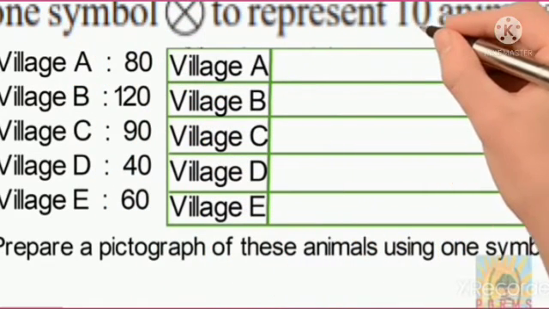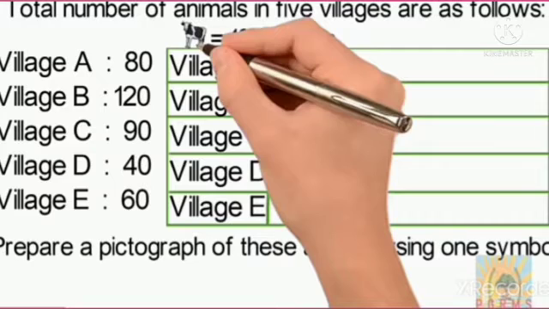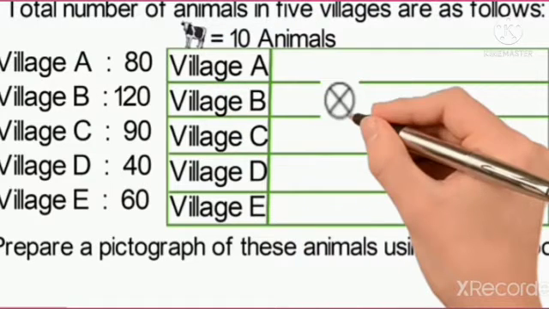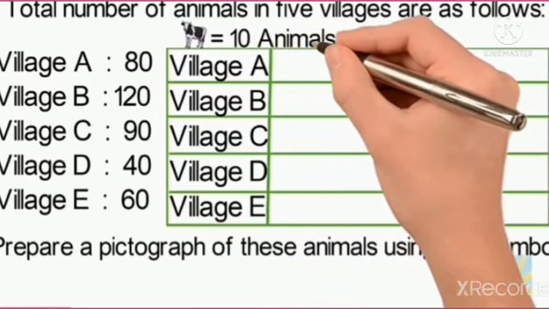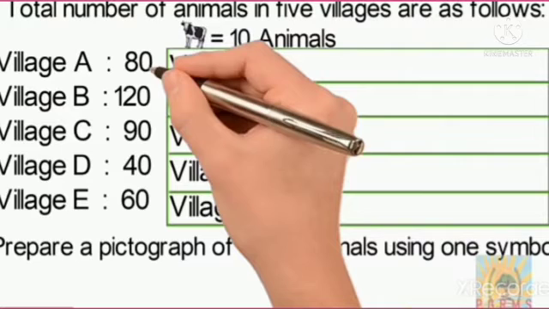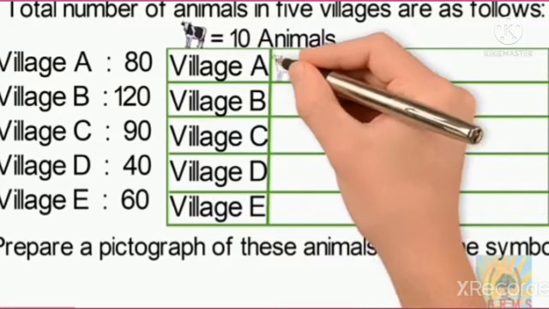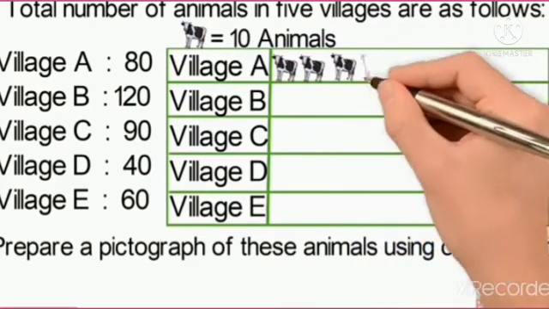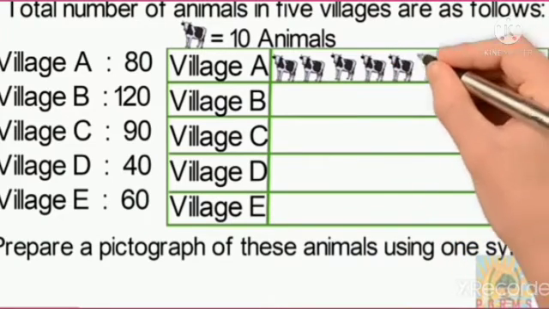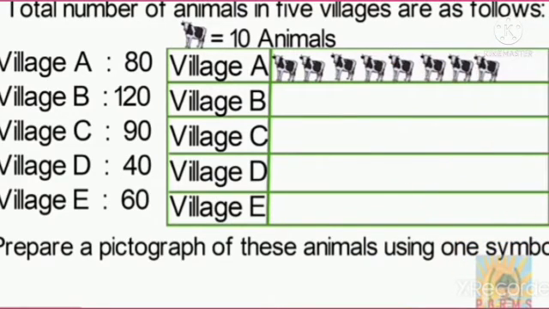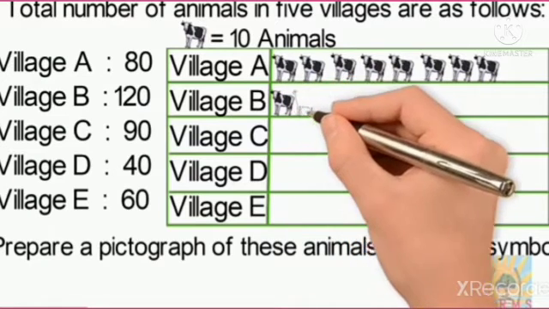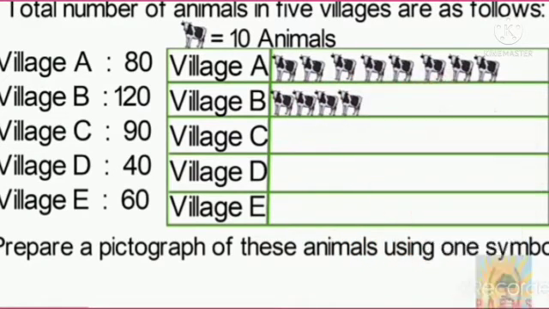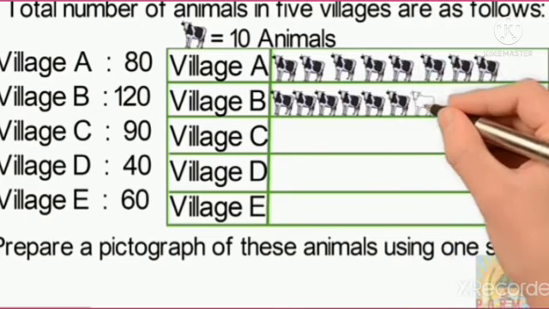And the book has also given the clue: one symbol is equal to 10 animals. So instead of showing this animal, we can use the symbol cross. So here one symbol is equal to 10 animals. For showing the 80, we will draw 8 symbols, but you can make crosses here also. And for B, 120 animals are there, so we will draw 12 symbols, because one symbol is equal to 10 and 12 tens are 120.